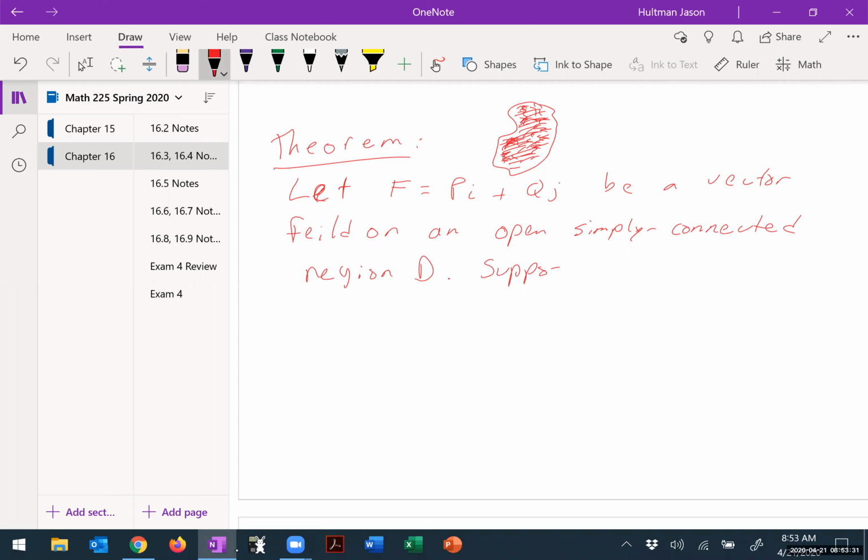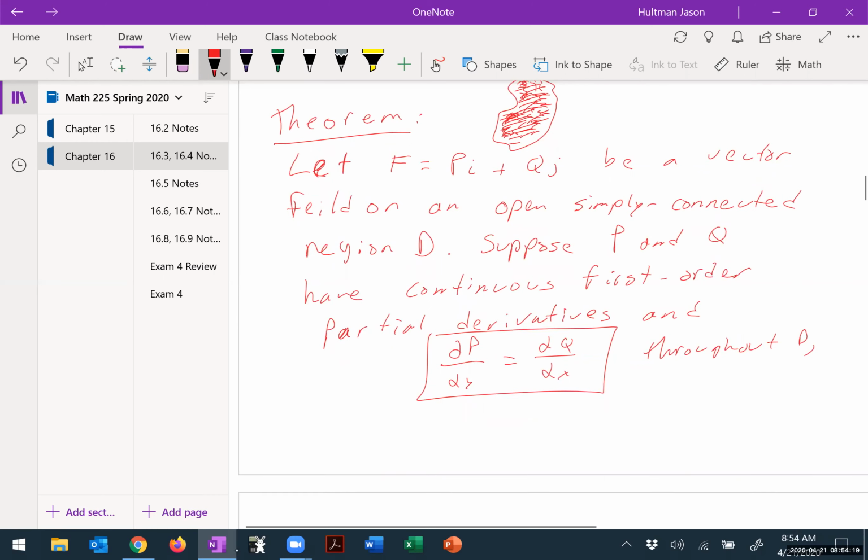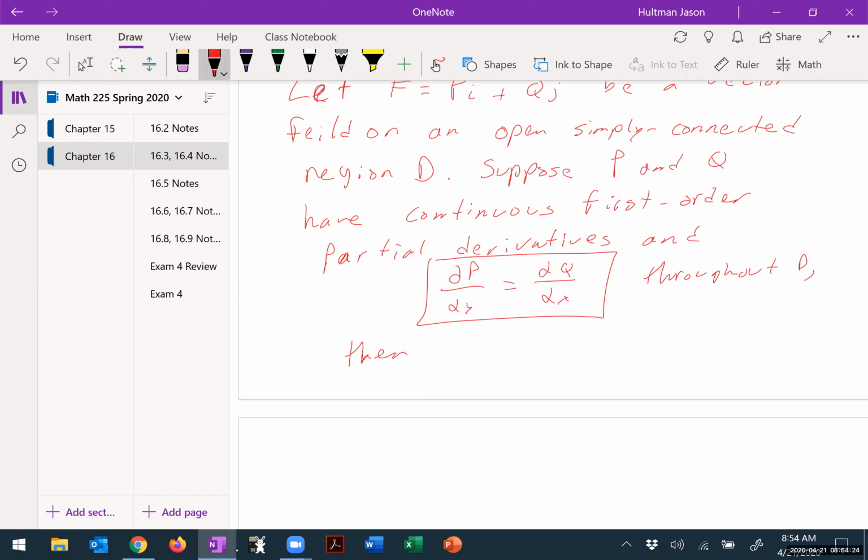Okay, suppose P and Q have continuous first order partial derivatives, and dP/dy equals dQ/dx throughout D, then F is conservative. Okay, then F is conservative.